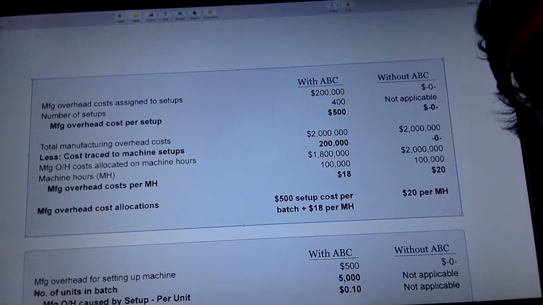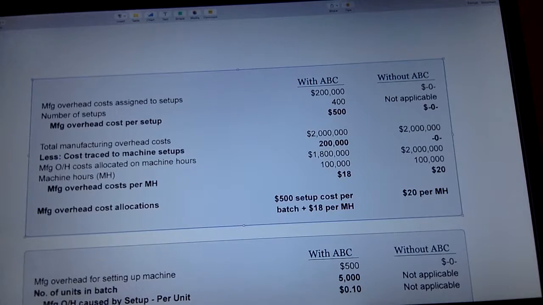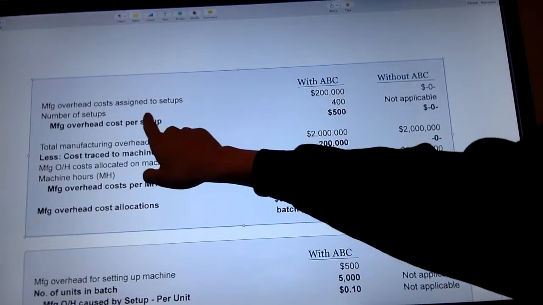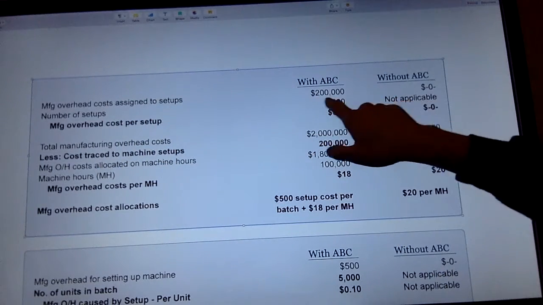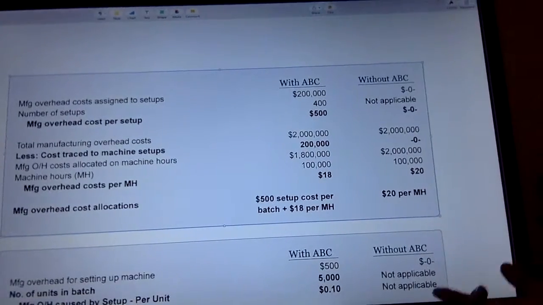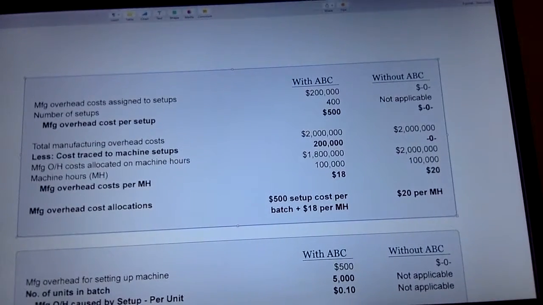So my camera cut off, but we will start again. When it comes to activity-based costing, which is another type of costing, it is a little bit better at accounting for costs where they should be applied. So right here we see that manufacturing overhead costs assigned to setups would be 200,000, whereas without activity-based costing, you wouldn't really account for setups or batches. And when you don't do that, you don't get as accurate a cost per unit.